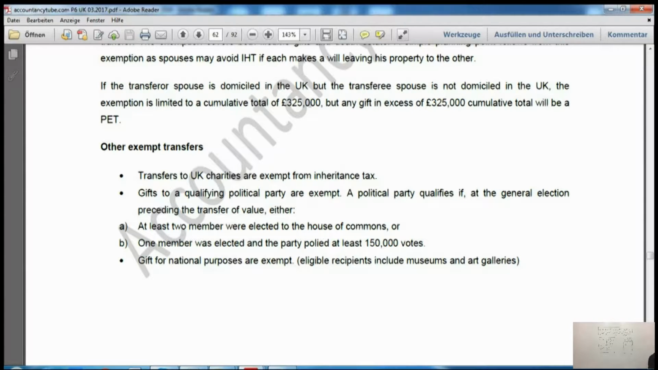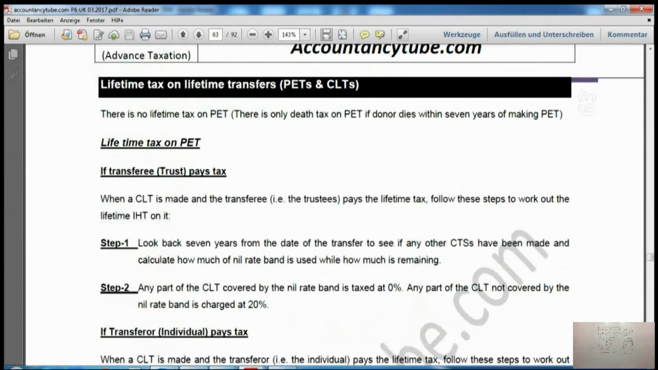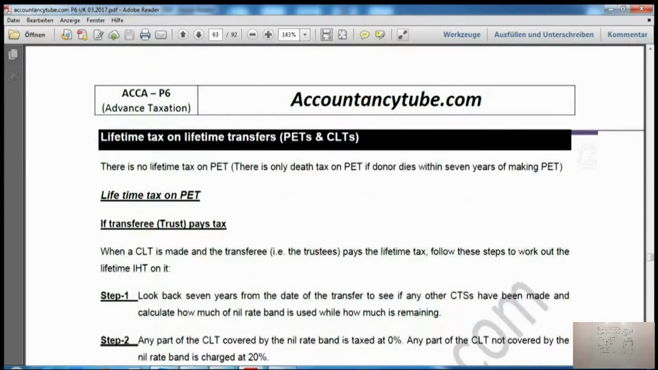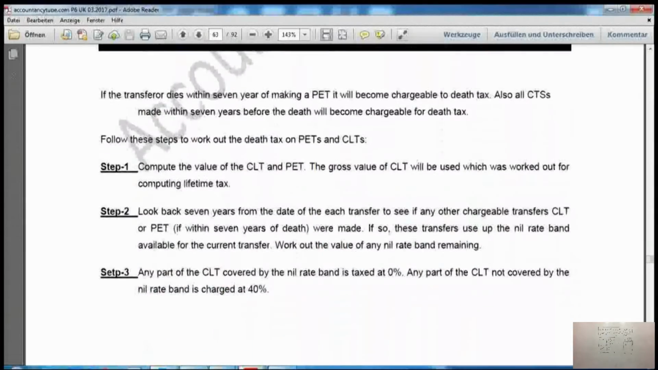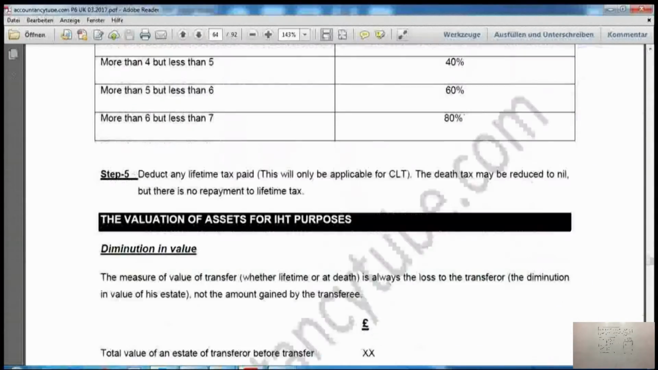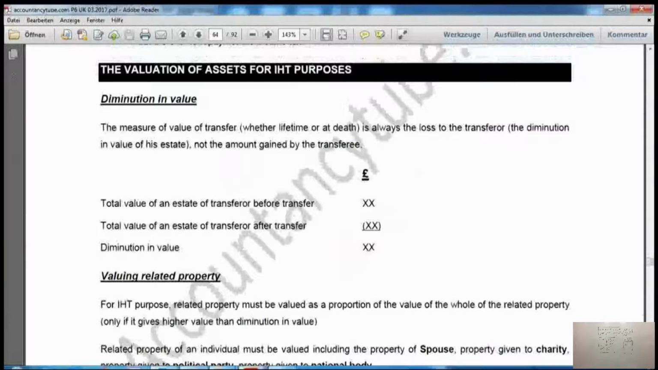Let me share the screen with you so that you can read it yourself on your screen, then you would understand it better. It says lifetime tax on transferee. We have already seen this one anyway. So just go below that, and after that, let me see. Here you go. It says diminution in value. Now how to calculate the value? As you can see on your screen, total value of an estate before transfer. Then after transfer, value of my estate after transfer. Now the net amount is a diminution in value. Now that would be my transfer.